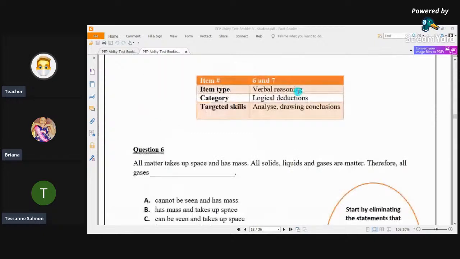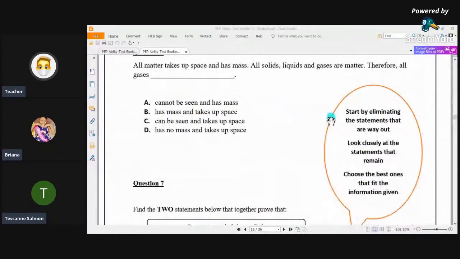Question 6 and 7. Now, the type, verbal reasoning. We're continuing with that section of the ability test. The category now, logical deductions, targeted skills. You have to analyze and draw conclusions. Let's go. Here's a tip. Start by eliminating the statements that are way out. Look closely at the statements that remain, then choose the best ones that fit the information given.